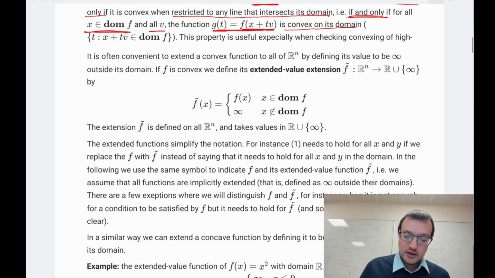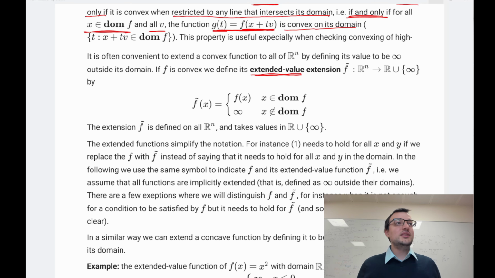Another important definition that we need to give is that of extended value function. This is useful to simplify notation. We saw that, for instance, the Jensen inequality has to hold for all x and y in the domain. So if we use standard notation, we always need to state every time that certain conditions have to hold for x and y in the domain, and maybe the domain is complex, in the sense that it's complicated.